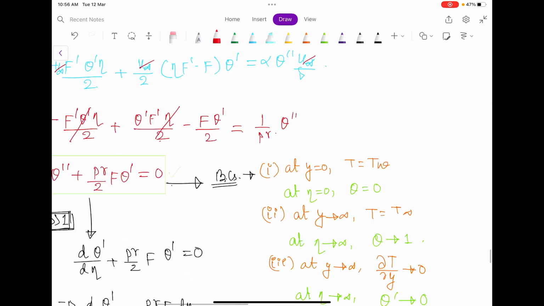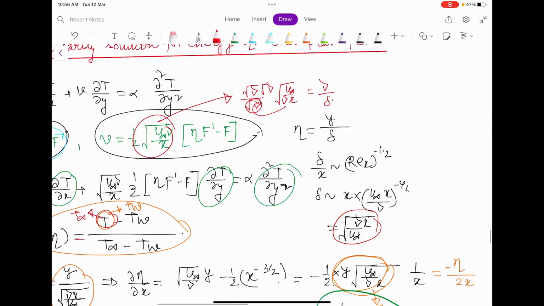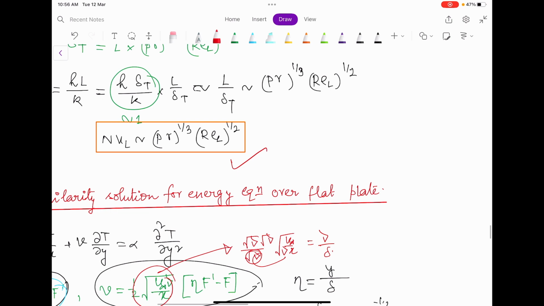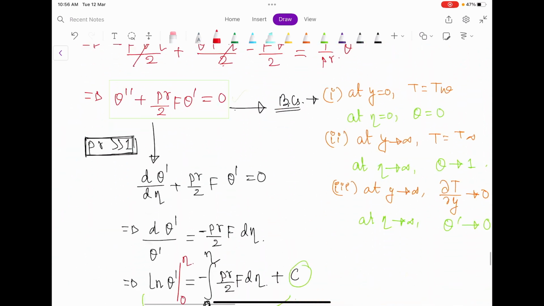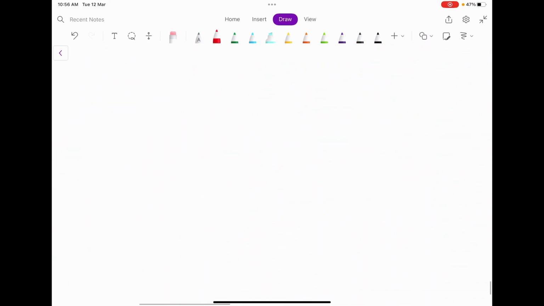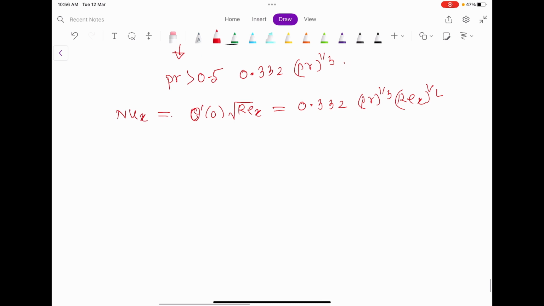From the scaling analysis we got the same scale. Just let me show you this. Now we got the constant here. So here it is 0.332. So that we got from the similarity solution. And now let us do the next case quickly, because that is not very complex.